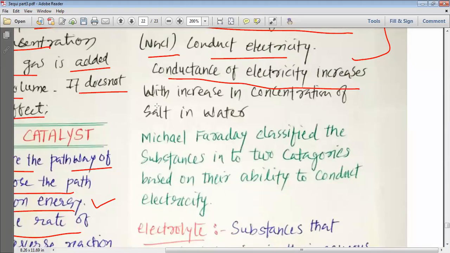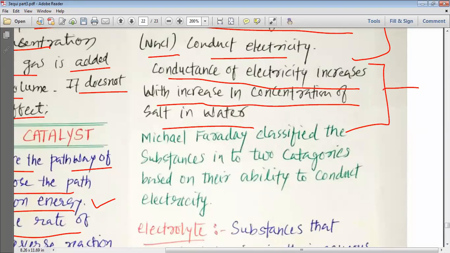Conductance of electricity increases with increase in concentration of salt in water. NaCl solution not only conducts electricity, but if you increase the concentration of NaCl in the solution, the conductivity or the conductance of electricity also increases in the case of NaCl.